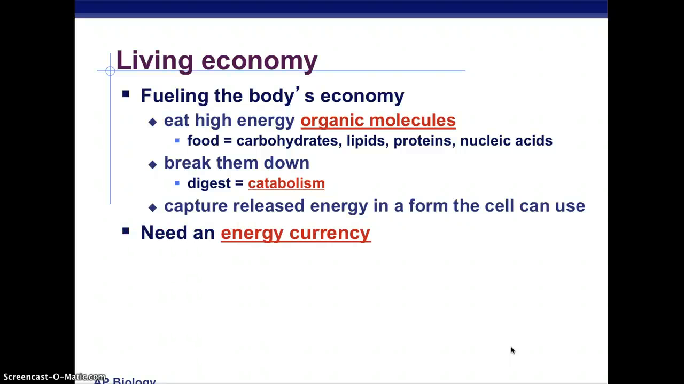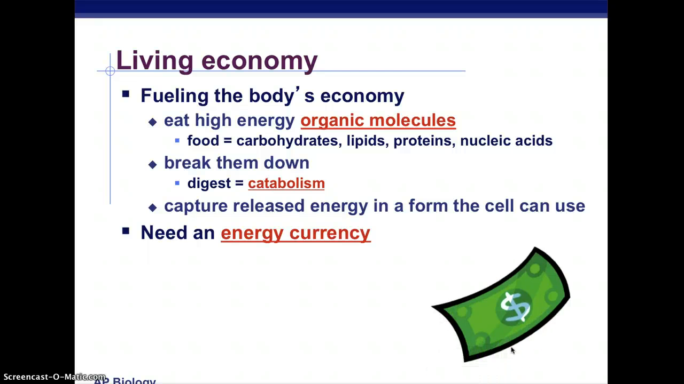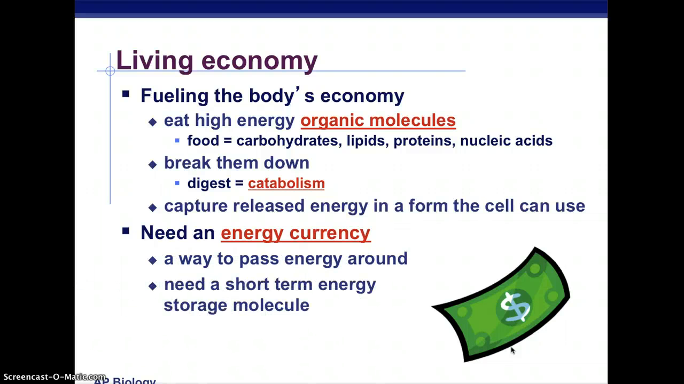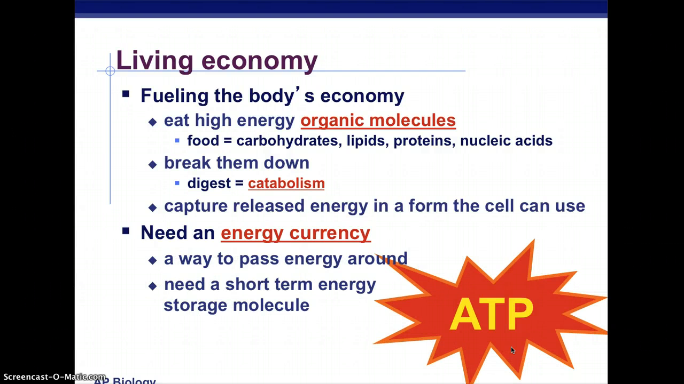So the need for energy currency. How do we transfer this energy from one reaction to another? And we talked about this with nucleic acids. We have a molecule that we use in our body that acts as an energy currency. It's how we actually exchange energy or move energy from one reaction to another. And that molecule is something called ATP, adenosine triphosphate, which is a nucleotide with 3 phosphate groups.